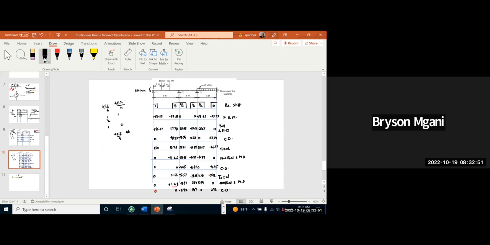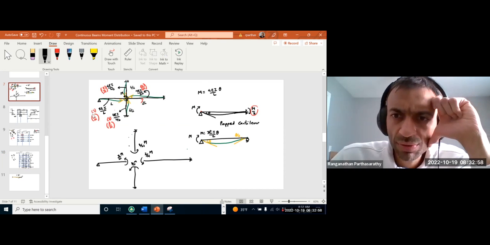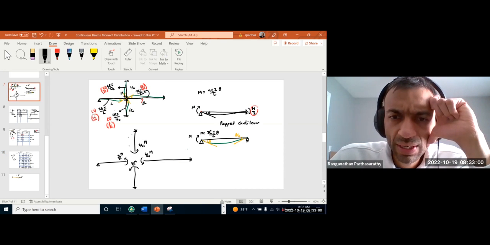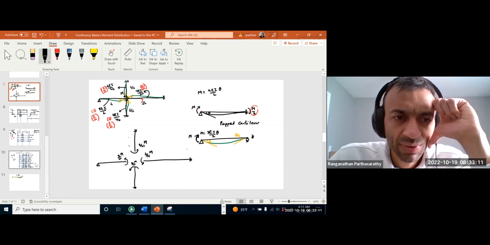And what is the reason of not carrying the moment to the pin support? So if we have pin support on this side and you apply moment M on this side, nothing is carried over here, right? Because it's pin. Only if it is fixed, half of it is carried. Okay, that's why.